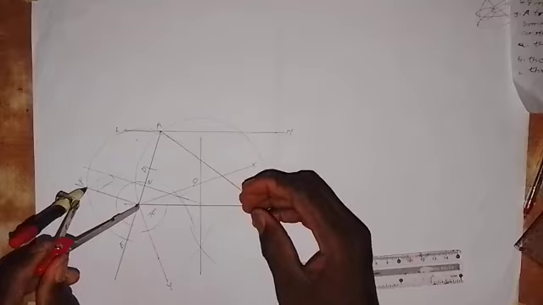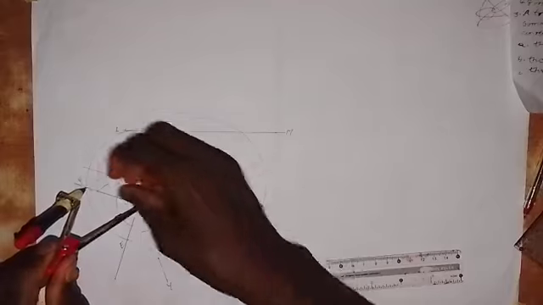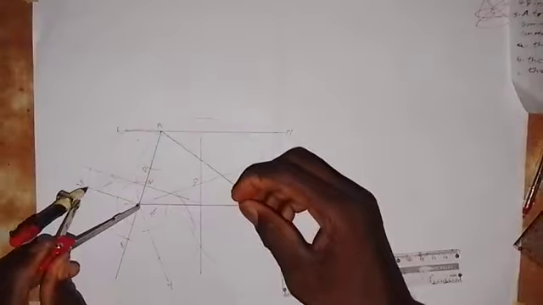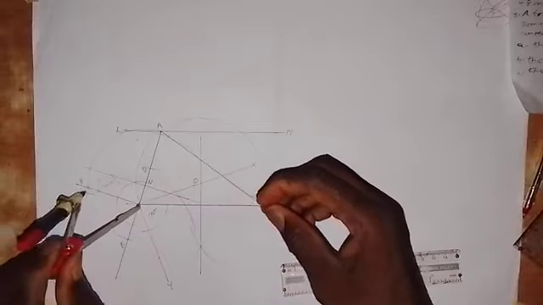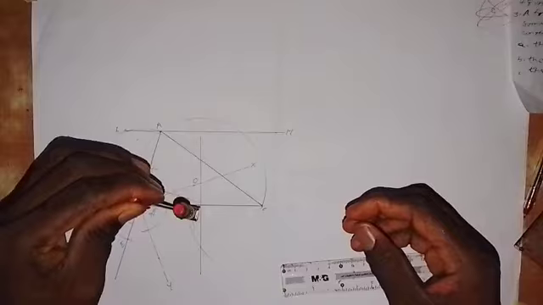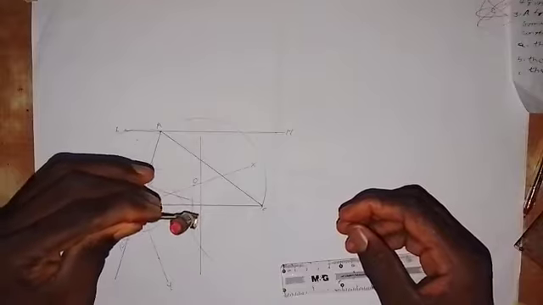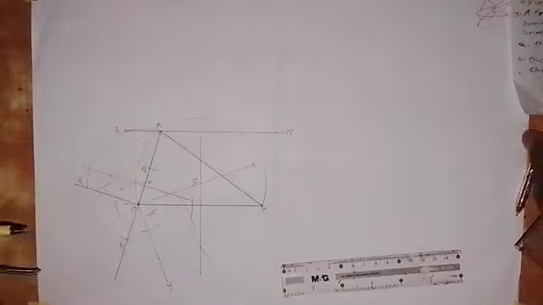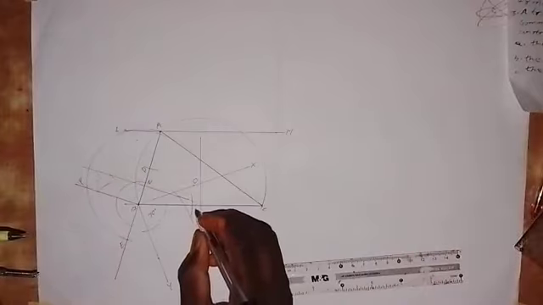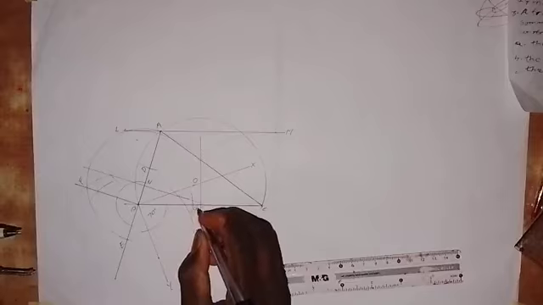I need to see it very well. Okay, so this is the point here. So I'll just turn to this side and make an arc here on line BC. So this point is point G.